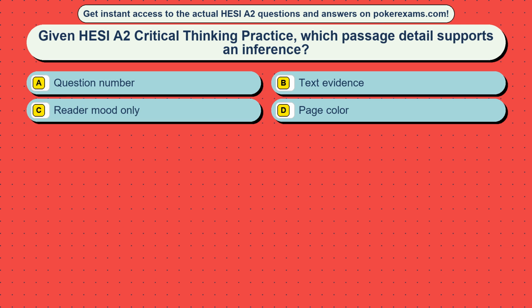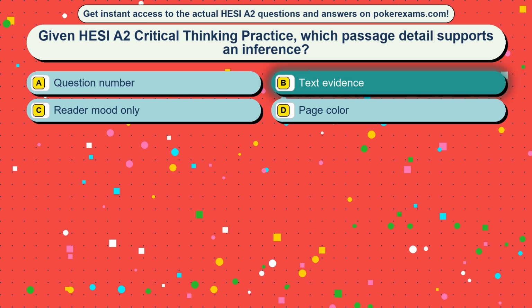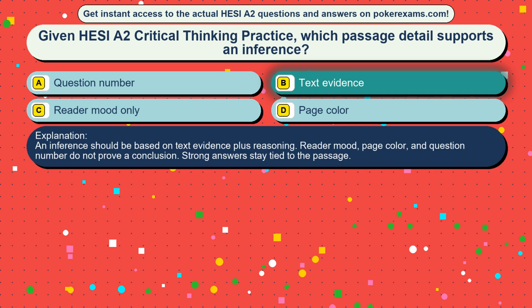Question 28. Given HESI A2 critical thinking practice, which passage detail supports an inference? Option A, question number. Option B, text evidence. Option C, reader mood only. Option D, page color. The correct answer is option B, text evidence. An inference should be based on text evidence plus reasoning. Reader mood, page color, and question number do not prove a conclusion. Strong answers stay tied to the passage.